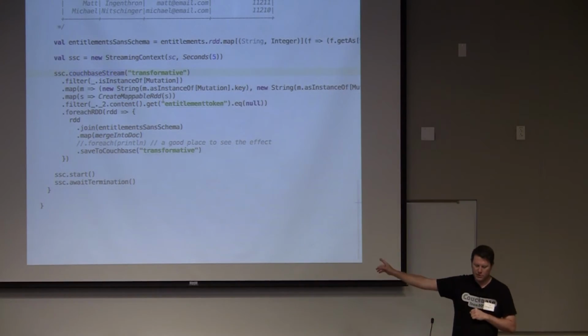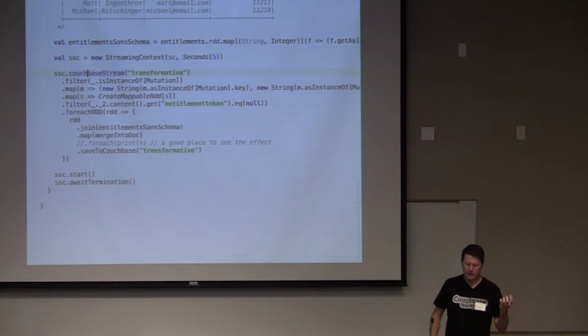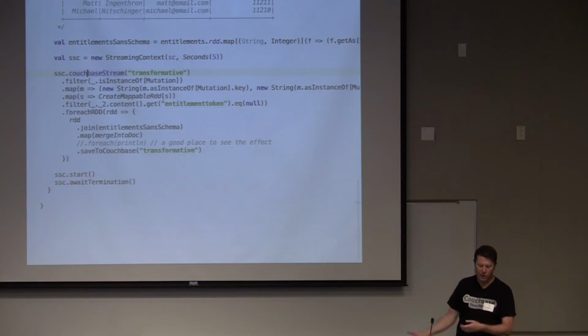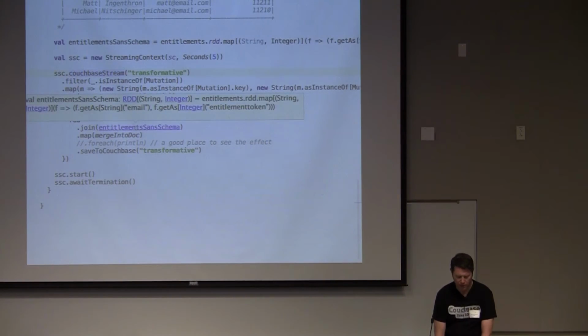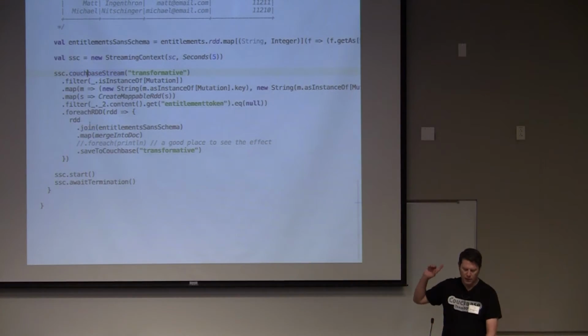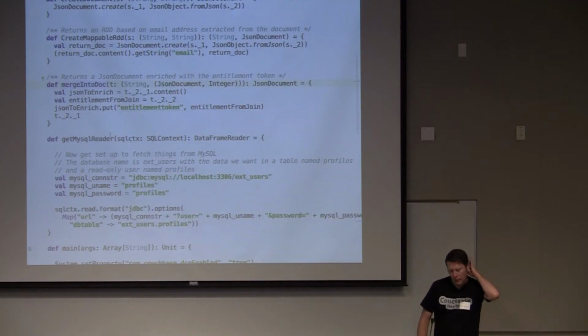Then the next section, the filter, what that does is I'm taking everything from the stream and I want to connect that to the entitlement token from the RDDs from MySQL. And then for every RDD, I join that. So there's another function here I've defined that will join the data from MySQL with the data coming in from the stream. And then I run this merge into doc function. The reason I wrote a separate function there is just to be able to map the two together.